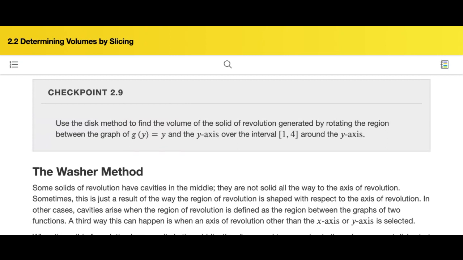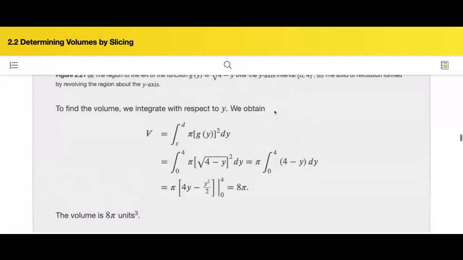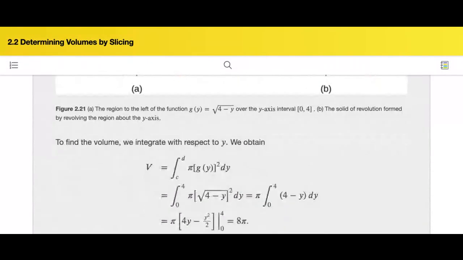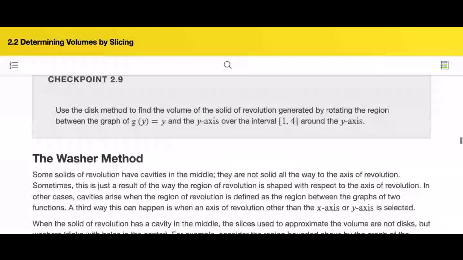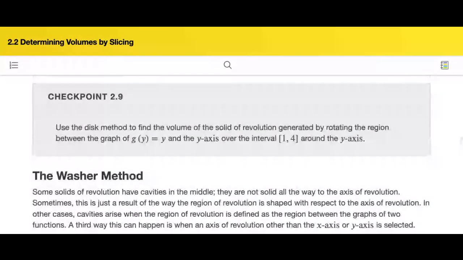Okay, the y value is from, so y in, which one? Let me go back to see the interval. 0 to 4. 21 pi, 0 to 4. 20 pi, 21 pi. From 1 to 4.